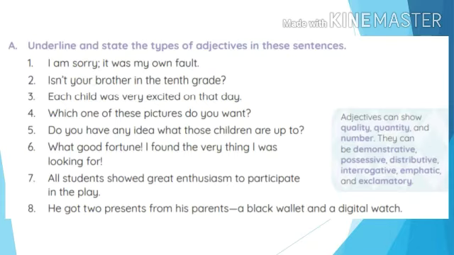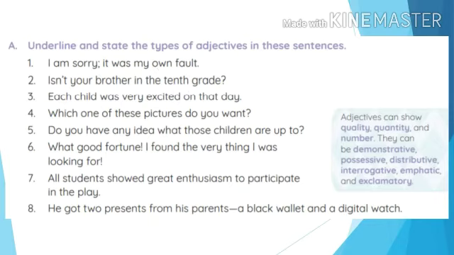Then the second one, own. It is my own pen, which means own is used as a possessive, isn't it? The type of adjective own is possessive. So you have to say: own, possessive. Then, isn't your brother in the 10th grade? Here in the second sentence also we have two adjectives. First is your, the type would be possessive. Then 10th, as you know, is a number, so the type of this adjective is number.